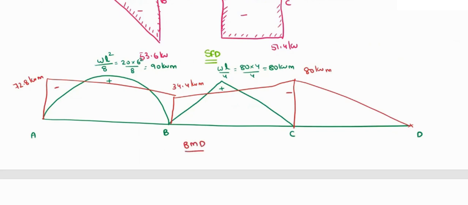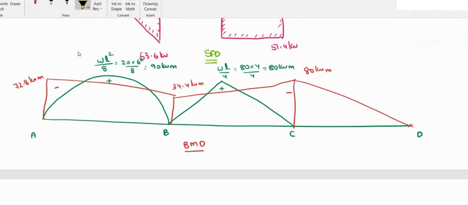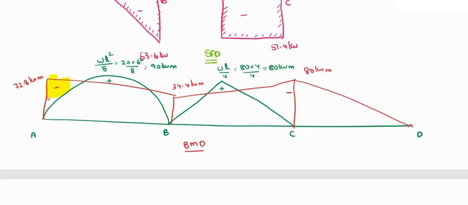So now you are going to shade the portion. This shaded portion will be equal to your resultant bending moment diagram. So this entire shaded portion will become your bending moment diagram for the resultant figure.